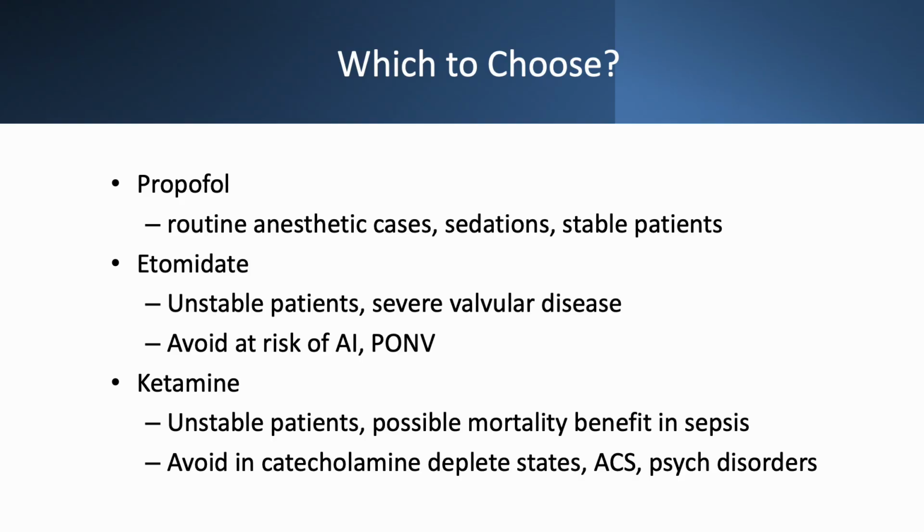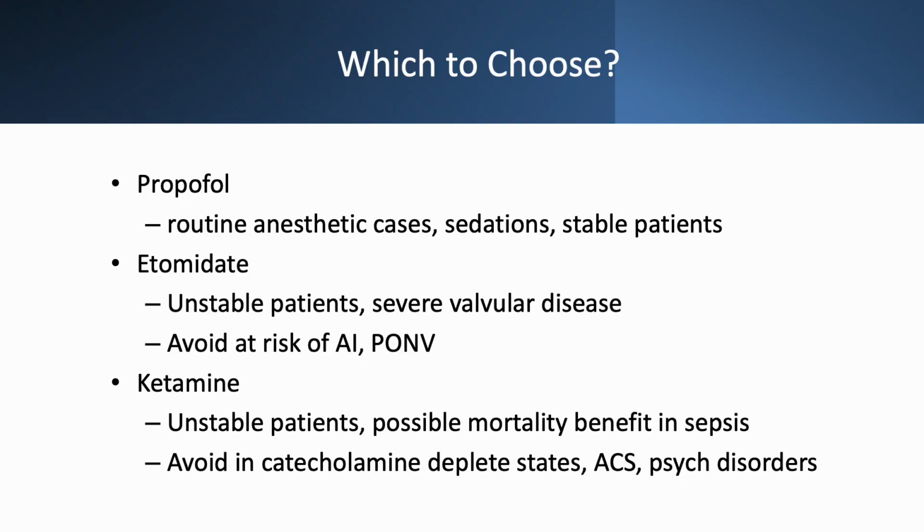Now, etomidate, most people reach for this in unstable patients, so think traumas, hemorrhages, and cardiac cases like coronary bypasses. It's also common to see its use in severe valvular diseases like aortic stenosis. Remember to consider avoiding this in patients at risk for adrenal insufficiency, particularly in sepsis.